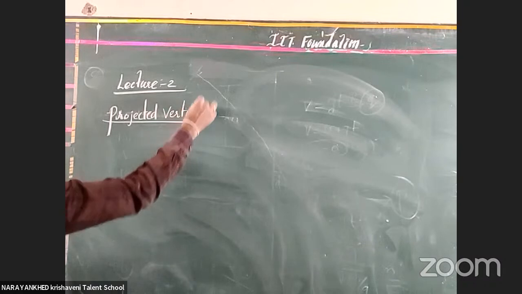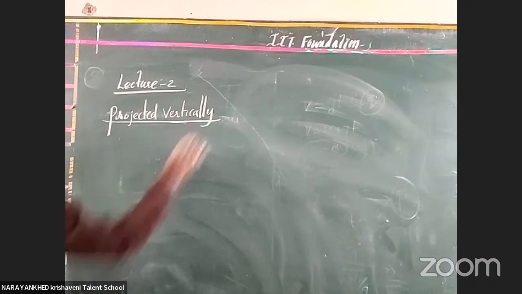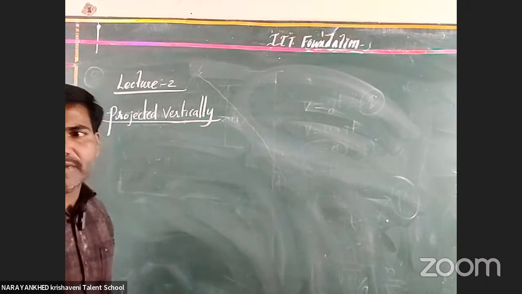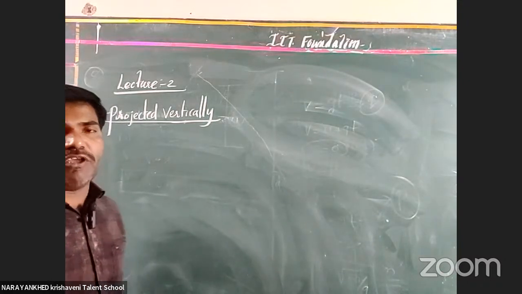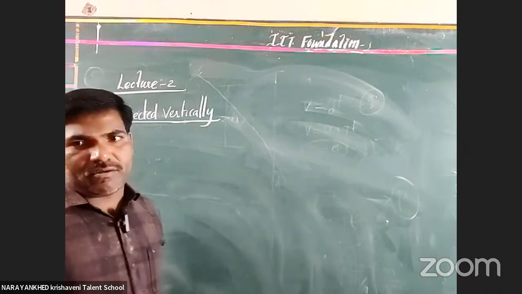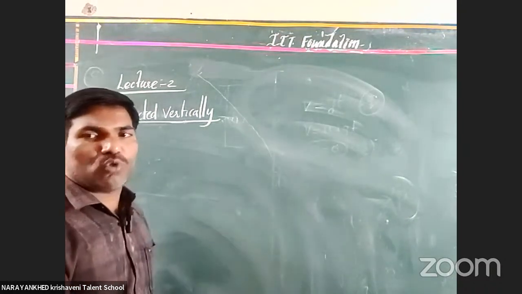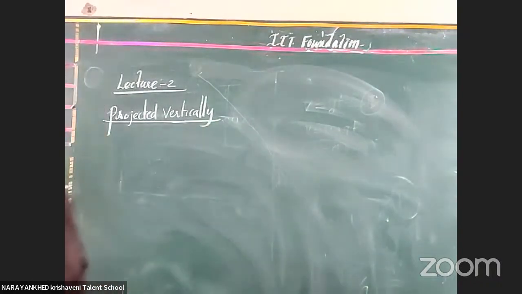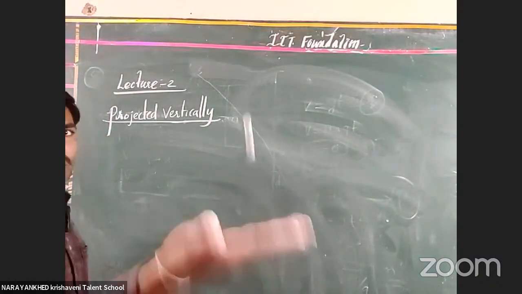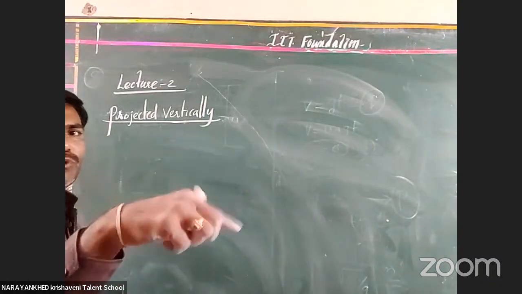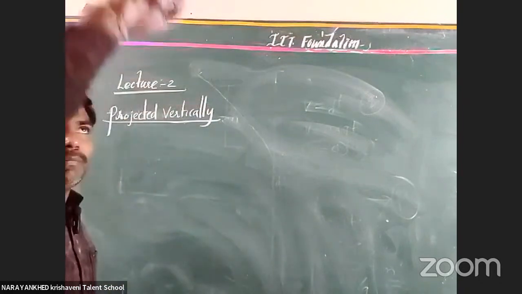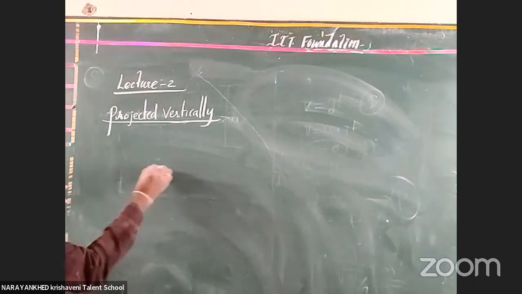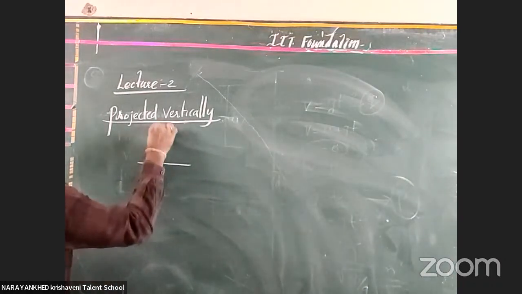When we take one body projected vertically, what are the initial conditions? Based on that, we are going to write the equations of motion. We throw one body into the air. When it moves from here to here, it becomes thrown up. Clear or not? When it comes from here to here, it is a free fall. Now the body moves in this direction.